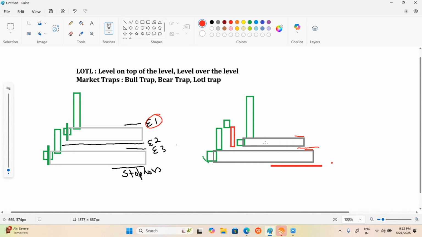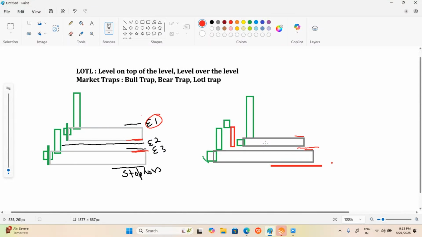Suppose we keep the entry number 3, entry between the distal line of the upper demand zone. Distal line, this is the distal line of upper demand zone. So entry between the distal line of upper demand zone and proximal line of lower demand zone. This area gives us maximum entry. This area gives us maximum entry until the demand zone 1 is very much powerful.